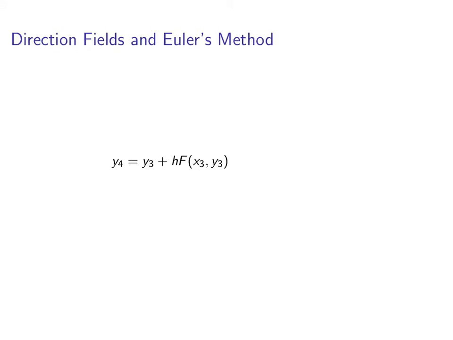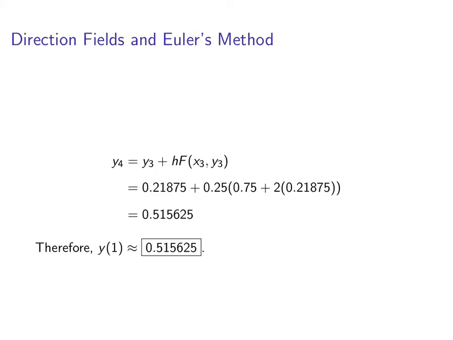Okay, one last one. Remember, we were going for y4. So y4 is equal to y3 plus h times f of x3 y3. Plug in our numbers. Remember, x3 was 0.75 and y3 was 0.21875. And so we get our final answer of 0.515625. What we're saying here is that y of 1 is approximately equal to 0.515625.